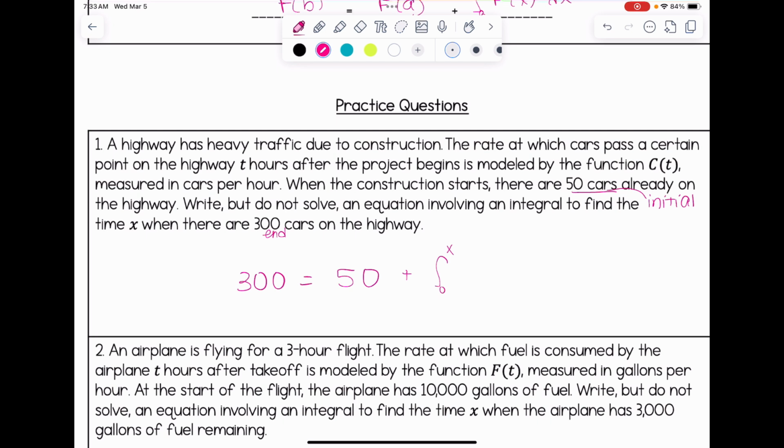We're trying to find a time x where there are 300 cars, and c of t dt can help us write that equation. So we have 300 equals 50 plus the integral from 0 to x of c of t dt. As a reminder, when you're writing these, this is our initial condition, and the initial condition has to do with whatever your lower bound is. That's what we know about the function, whereas the upper bound is what we want to know. In this case, we want to know that time x.